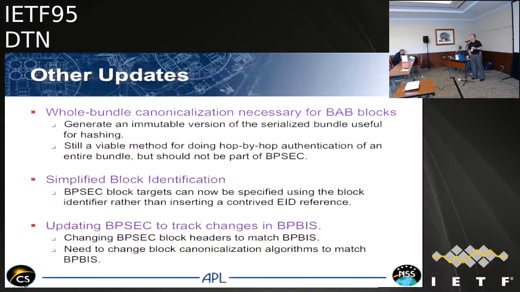So there were a few other updates which were smaller in scope and predicated upon the other two changes. One is if we don't have bad blocks, we don't need to specify in the BPSec a whole bundle canonicalization and hashing and so on. And so we have removed that section from BPSec. The idea behind that is if someone wants to do whole bundle hashing or multi-block hashing, those are activities that should be left to other users and other specs.